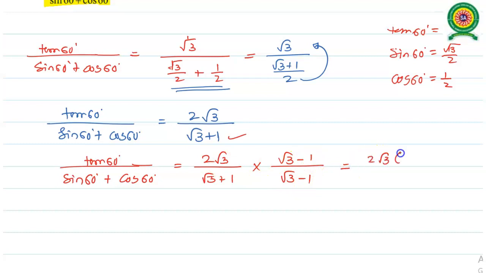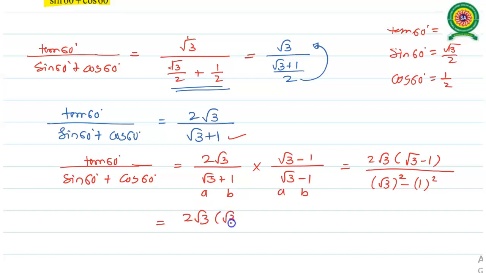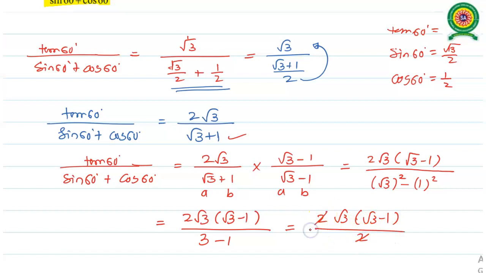So 2 times root of 3 into root 3 minus 1, divided by a plus b into a minus b, which gives a square minus b square. That means root 3 square minus 1 square. So 2 times root of 3 into root 3 minus 1 divided by root 3 square is 3, 1 square is 1, so 3 minus 1 is 2. So 2 times root 3 into root 3 minus 1 divided by 2. 2 ones are 2, 2 ones are 2.